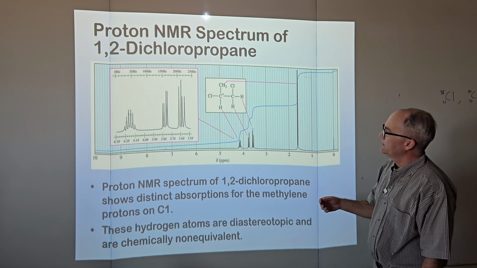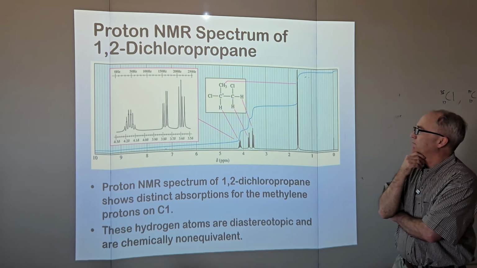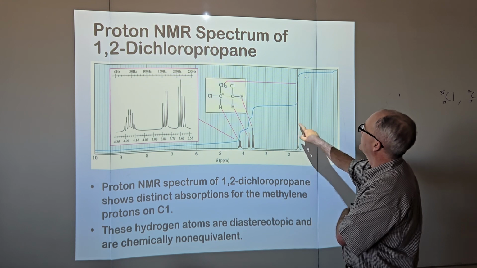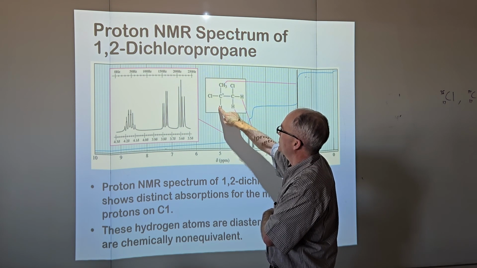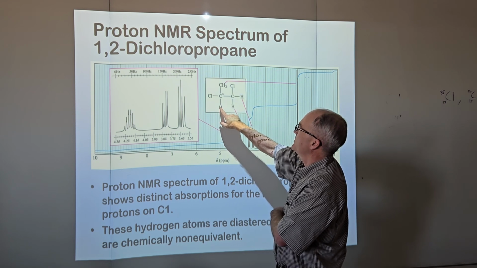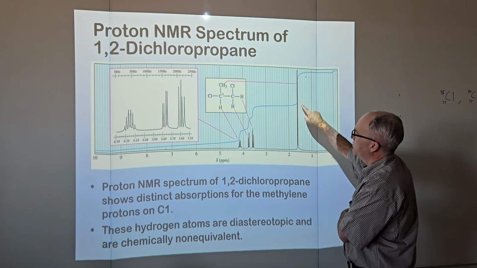Well, with that all done, let's rationalize the splitting pattern. This looks like a doublet. You can barely see it. And so 1, 2, 3 bonds away. Here's this hydrogen, 1 hydrogen, splitting that signal into a doublet.